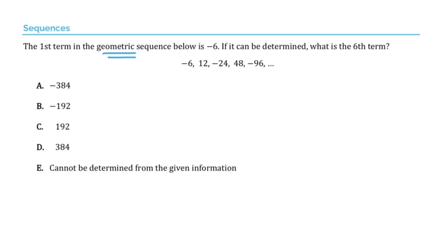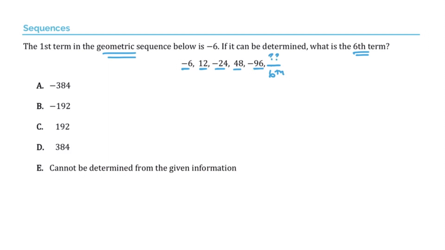So what information do we have here? It says that the first term in the geometric sequence below is -6. So here's our first term, -6. Here's our second term, third term, fourth term, fifth term. If it can be determined, what is the sixth term? Okay, so look at that. They're asking us to basically tell them what is the next term in this sequence.